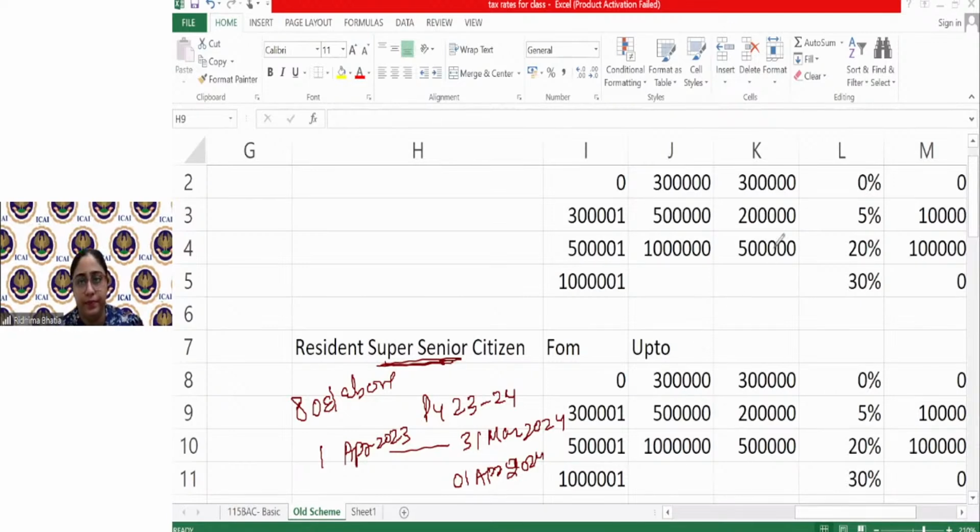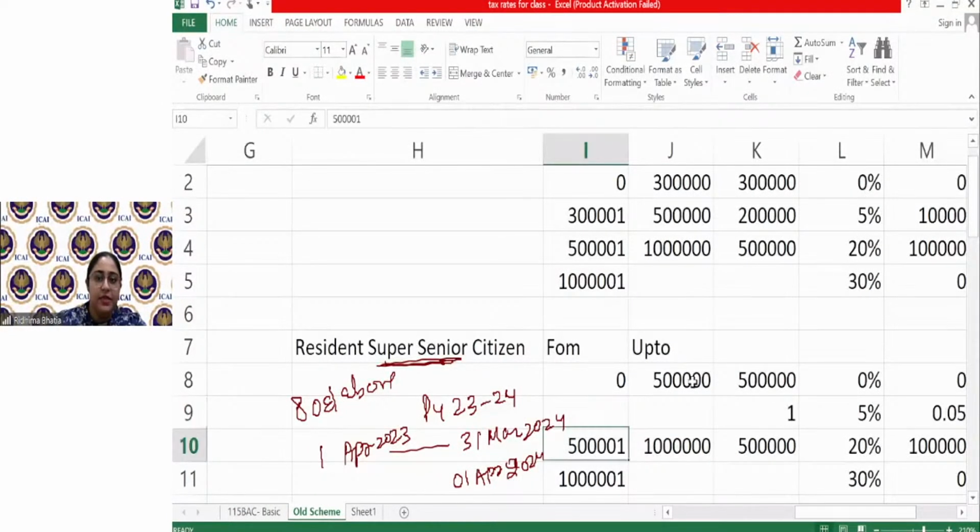The benefit to a resident super senior citizen is that up to 5 lakh, there is no tax liability. The next slab is immediately from 5 lakh to 10 lakh, 20%, and 10 lakh above, 30%. So for a resident super senior citizen there is no 5% slab at all. Up to 5 lakh, no tax liability. I'll make it like this.